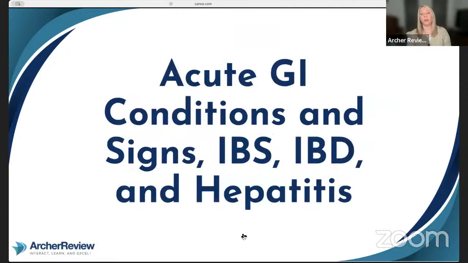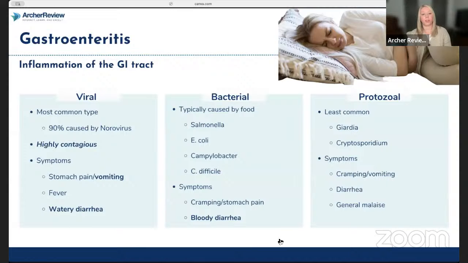All right, let's move on to some acute conditions. First up, we have gastroenteritis, or inflammation of the GI tract. You might have also heard it referred to as the stomach bug. There are three different types: viral, bacterial, and protozoal. Viral is by far the most common type. It's caused by the norovirus in 90% of cases.